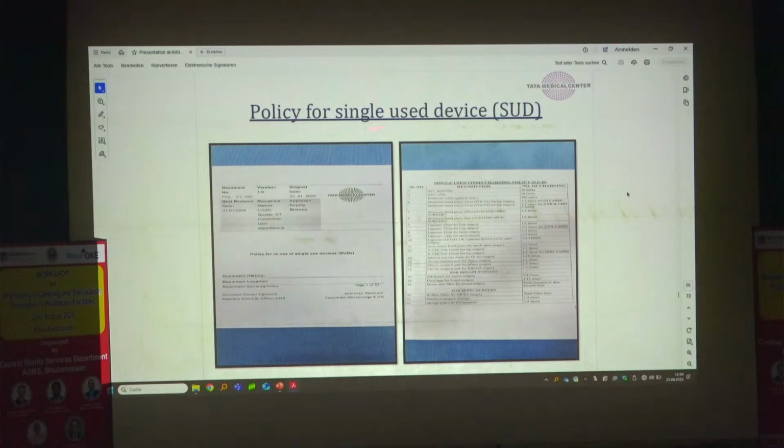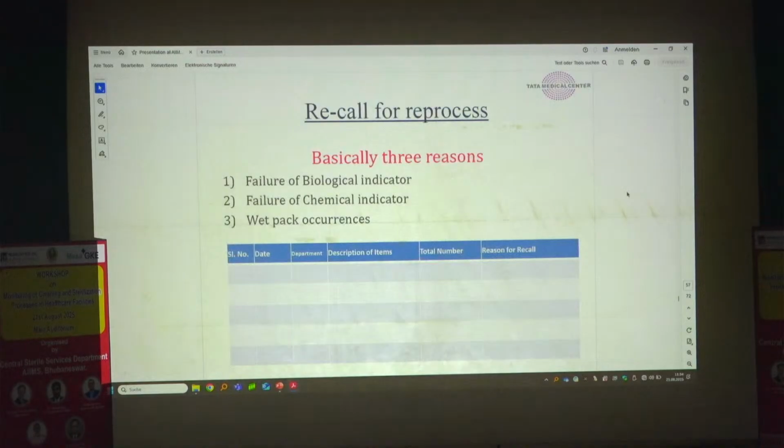We are also practicing the single-use device. We have a policy, and this is the total. A few of the OT items we are practicing like this: how many times, what is the frequency, and what is the item. So we are practicing this in our department by a marking system.